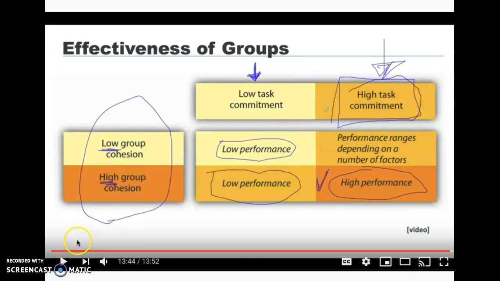All right, folks, we're just about out of time as well. So that is our short snippet on group dynamics.